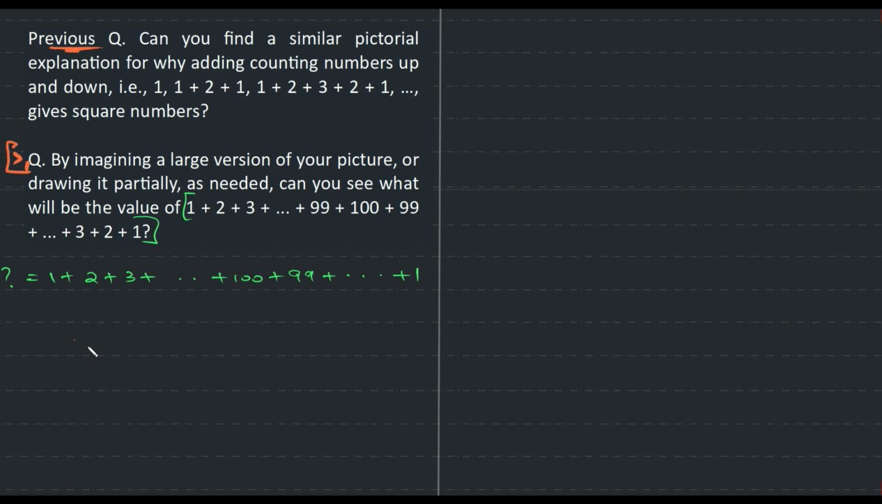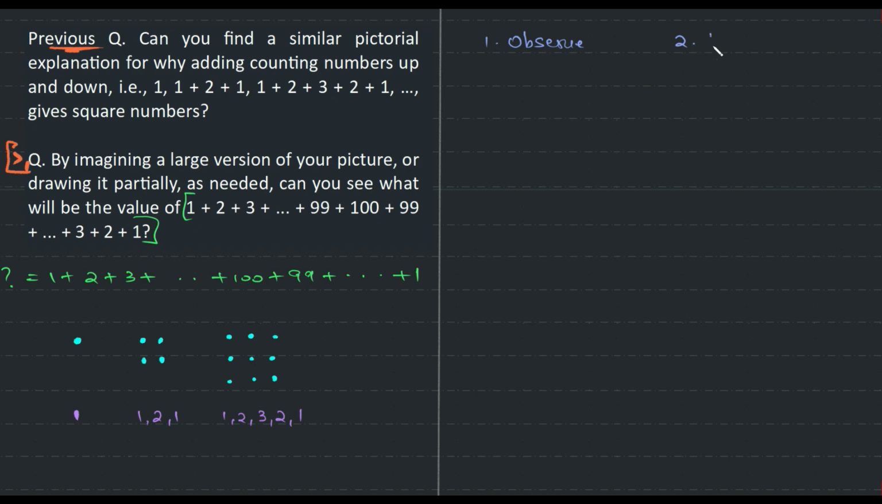So we saw in the previous video that we started with 1, and then this is 1 plus 2 plus 1, then 1 plus 2 plus 3 plus 2 plus 1. This is 1, this is 1, 2 and 1, this is 1, 2, 3, 2, 1, and so on and so forth. So can you observe what is happening?